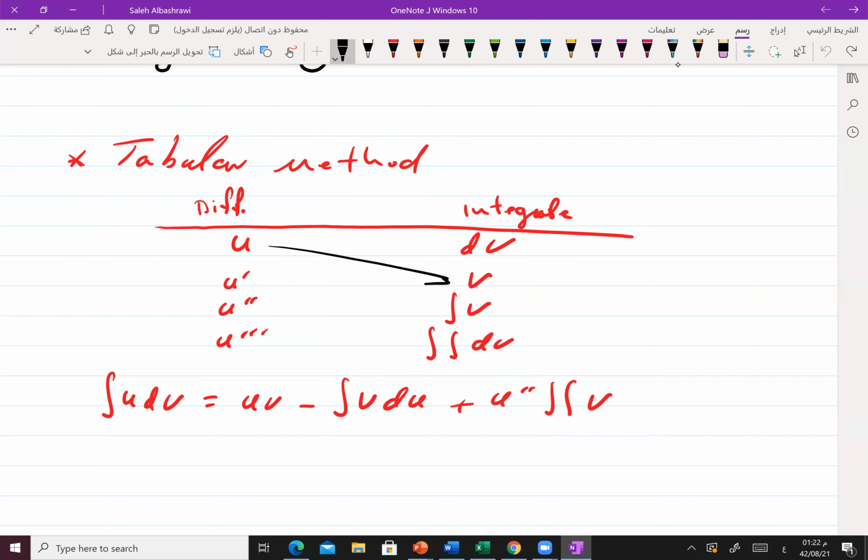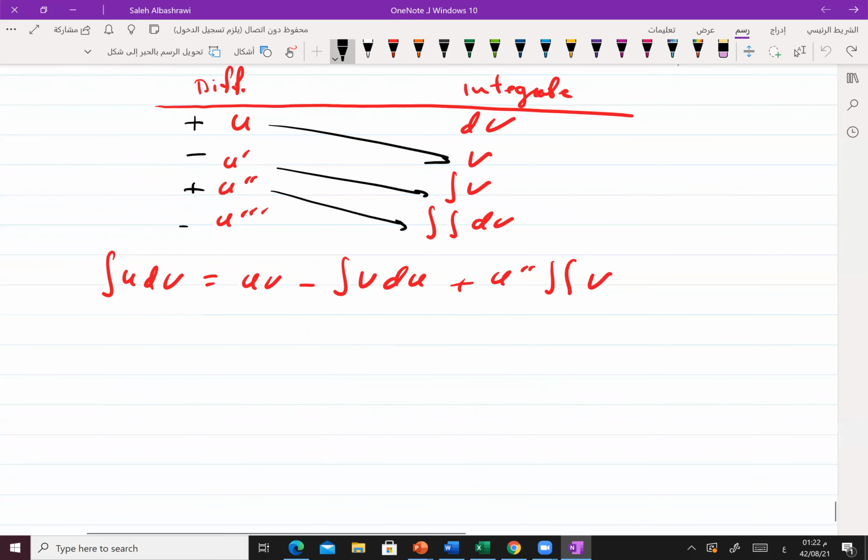V bar or prime, u double dash, like this. Start with the signs plus, minus, plus, minus. Now to explain this idea. Usually this is used to find the integration by parts in general if we have a polynomial multiplied by another function, or exponential and trigonometric. Then we will get the original function after certain steps.